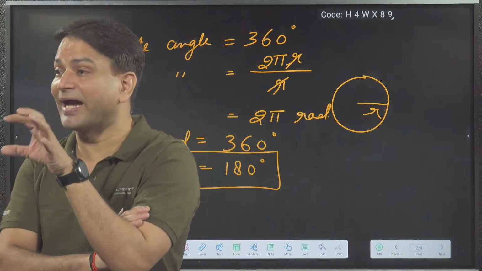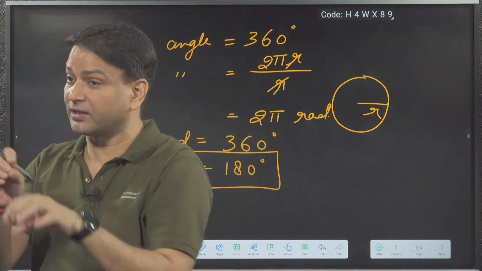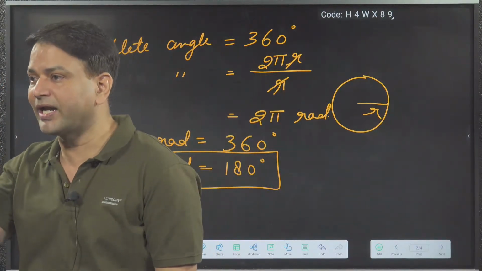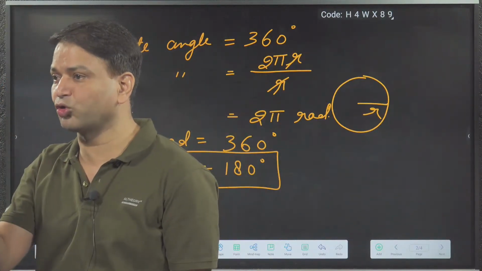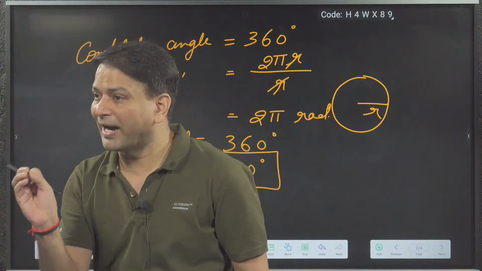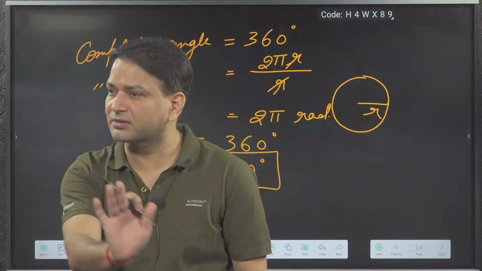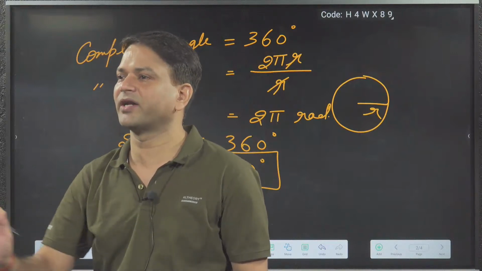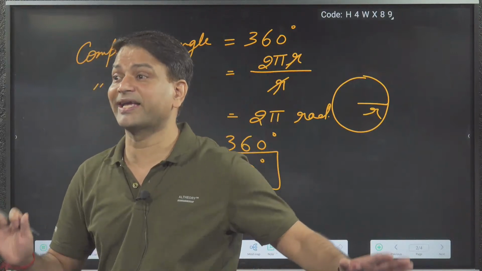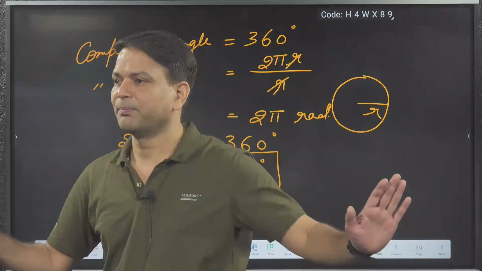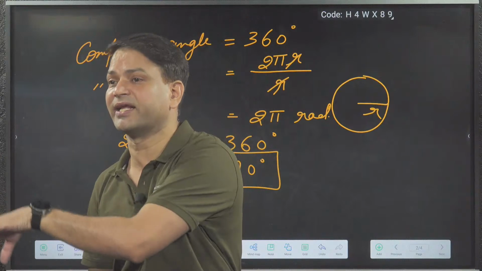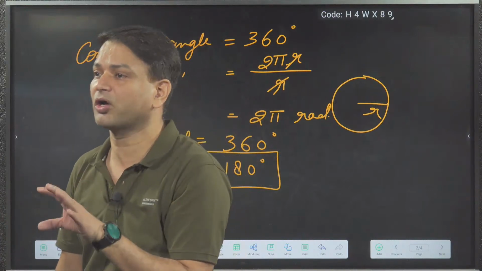If I am saying pi radian, the unit matters. If I say pi radian, then you will say, sir, it is 180 degree. Pi radian is equal to 180 degree. But pi is not equal to 180. Pi is pi, 180 is 180. Pi is 3.14 and 180 is 180. Which is more? 180 is more. Everybody getting it or not? So pi and 180 are not equal. Pi radian is equal to 180 degree. That is the relation.